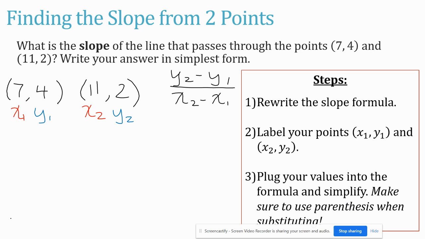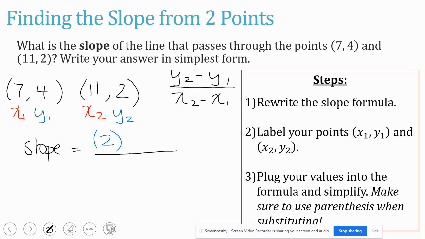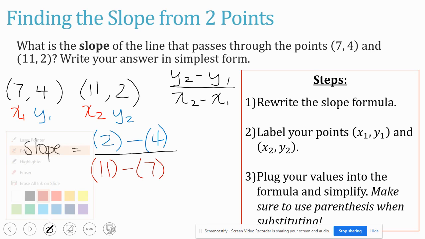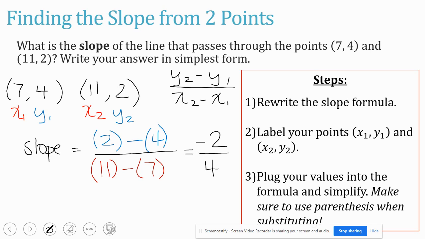Okay, so I'm going to have my slope is equal to, here's my fraction. Now y2, which is 2, minus y1, which is 4, over x2, which is 11, minus x1, which is 7. I'm going to put that in parentheses, and I'm going to put this in parentheses. Okay, from there, we're going to simplify. 2 minus 4 is negative 2, and 11 minus 7 is positive 4. So we have negative 2 over 4.